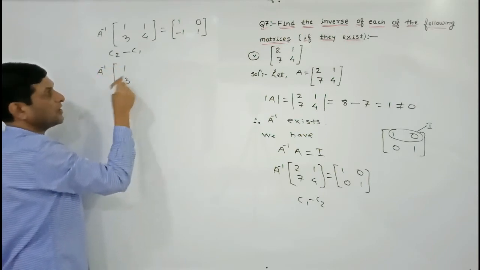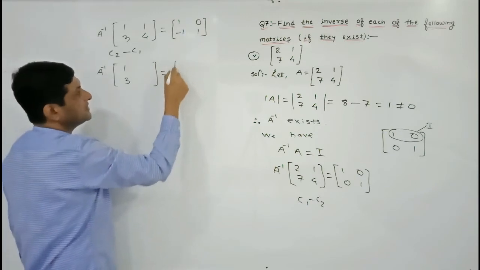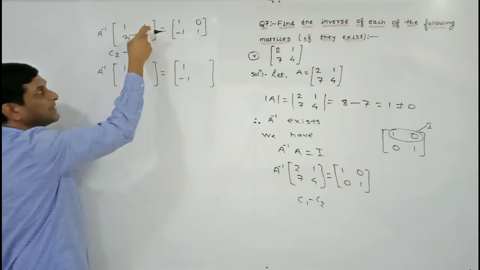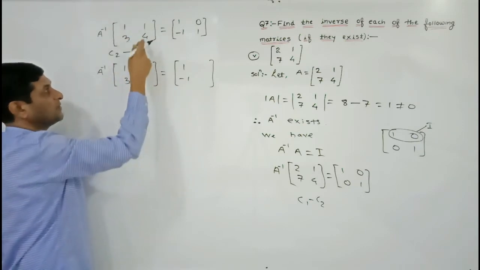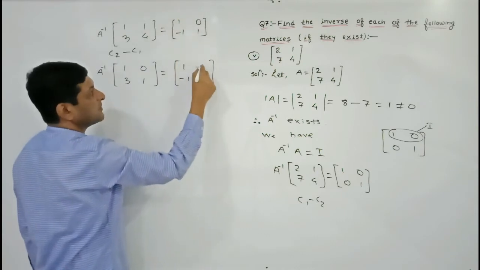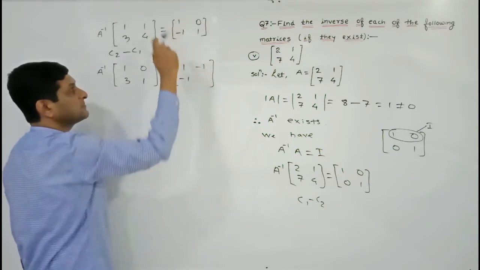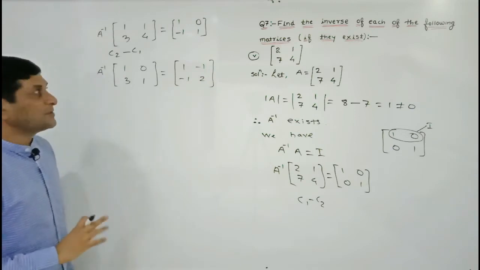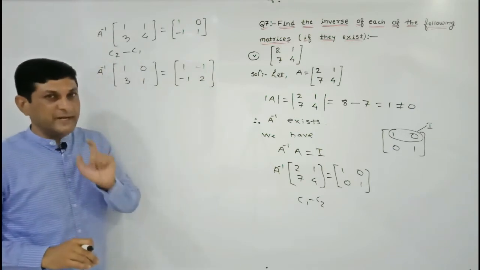Element of first column also keep it as it is. On this side write down 1 minus 1 as it is. So C2 minus C1 means 1 minus 1 is 0, and 4 minus 3 is 1. Here 0 minus 1 is minus 1, and 1 minus minus means plus 1. 1 plus 1 will be equal to 2. So this operation we have performed on the element of C2.